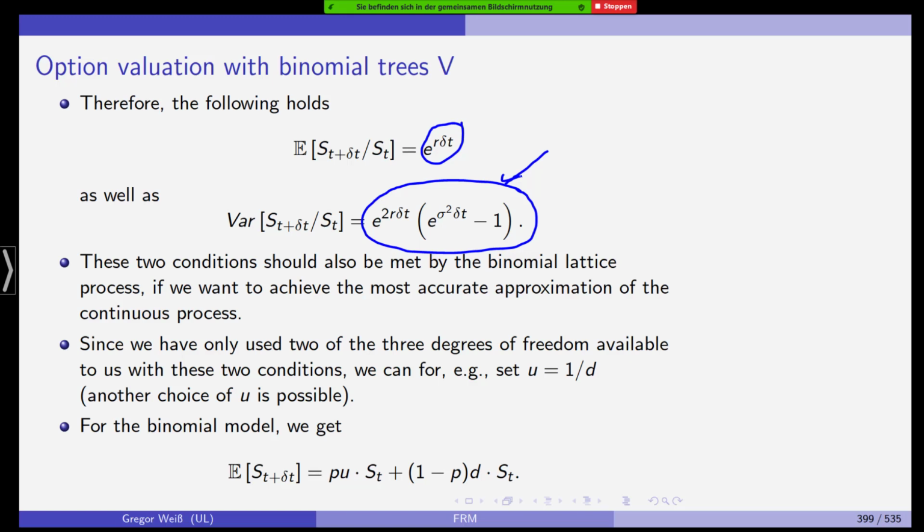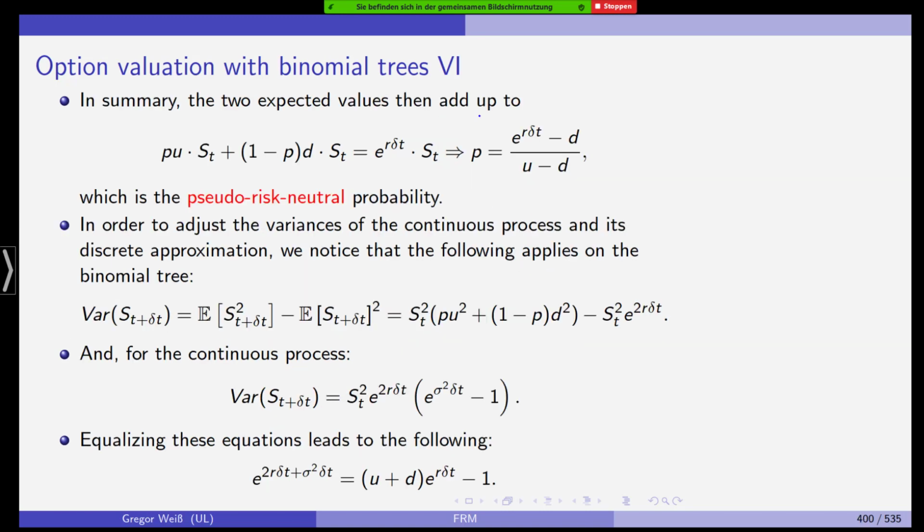Then, for the binomial model, we get the expected value of the next stock price after delta t periods. We have p times u times S_t plus 1 minus p times d times S_t. We can go up, we can go down, and the expected value is this. So if we now divide by S_t, we get pu plus (1 minus p)d, which has to equal this. That's the first requirement. So p has to equal the exponential function e^(r delta t) minus d, divided by u minus d.